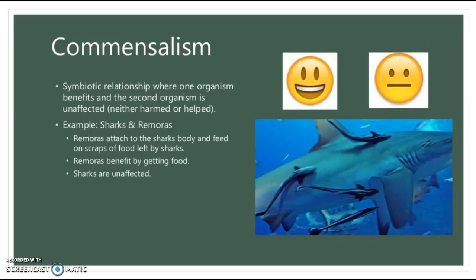Our next symbiotic relationship is commensalism. This is a symbiotic relationship where one organism benefits and the second organism is unaffected. The second organism is neither harmed nor helped. My example here are sharks and remoras. Remoras attach to the shark's body and feed on scraps of food left by the sharks. The remoras benefit by getting the food they need, and the sharks are unaffected. They're just going about their normal daily lives as if nothing else was happening.